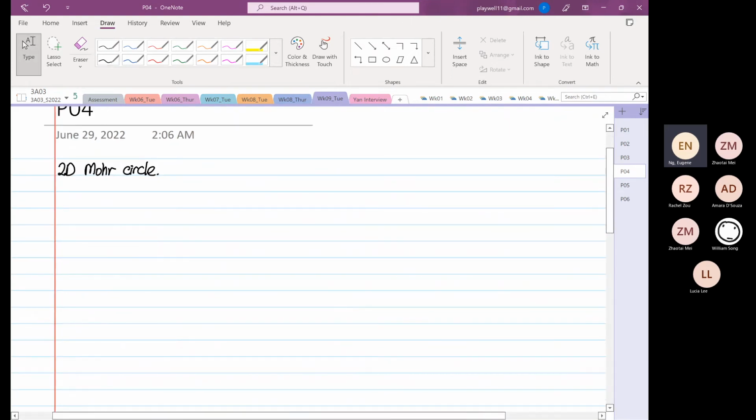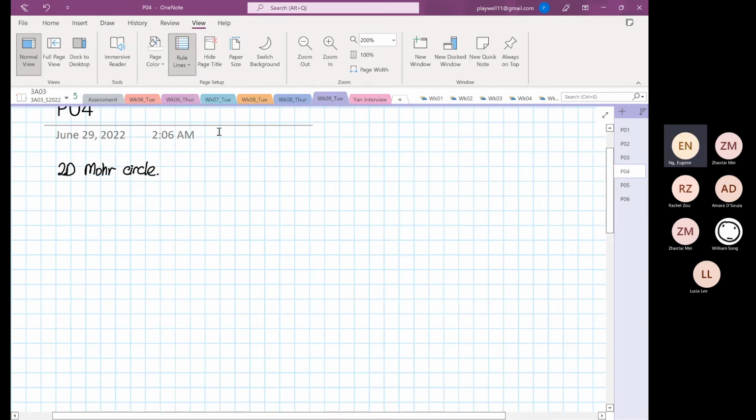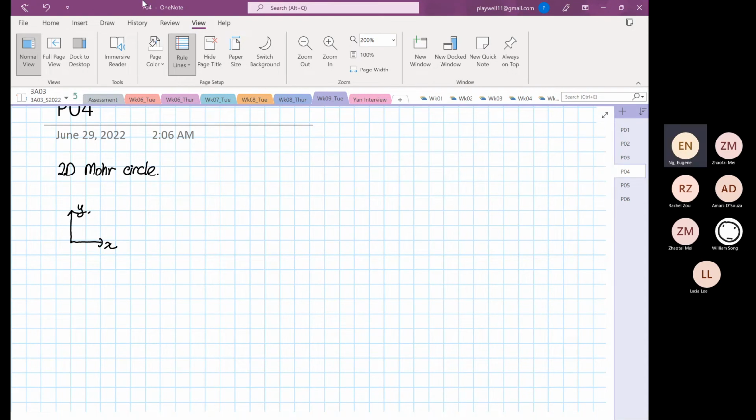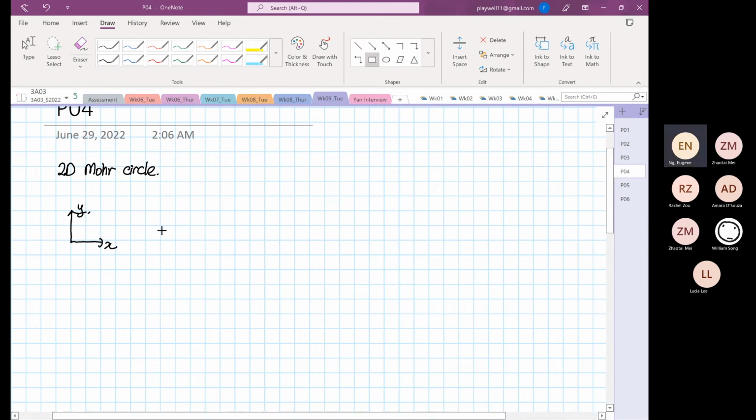So now let's draw an element. Now you all know what an element is, so let's draw that. We're going to do 2D. So this will be your X, and this is your Y, and then we're going to have our element.